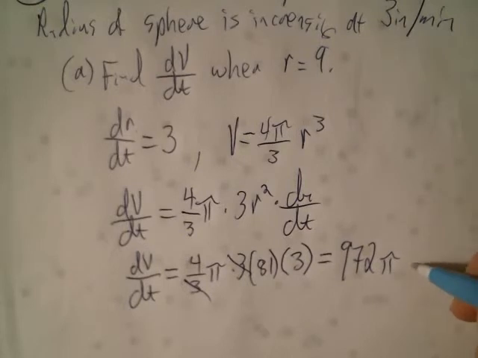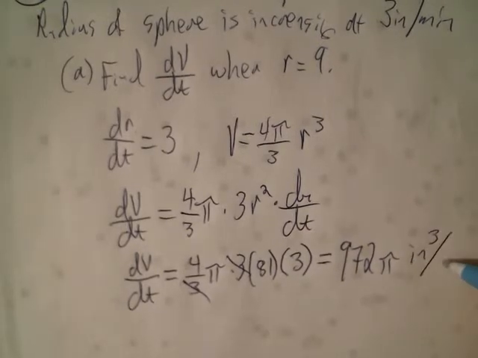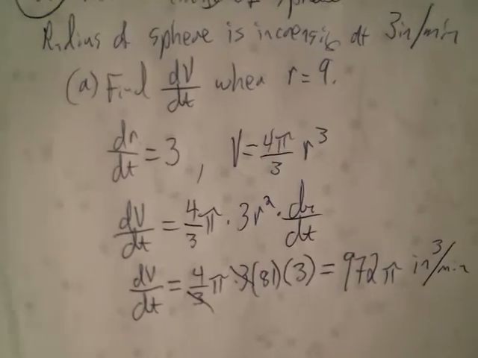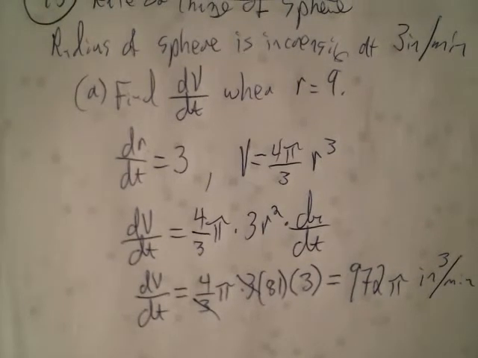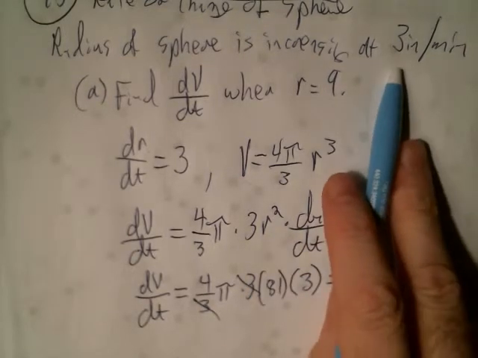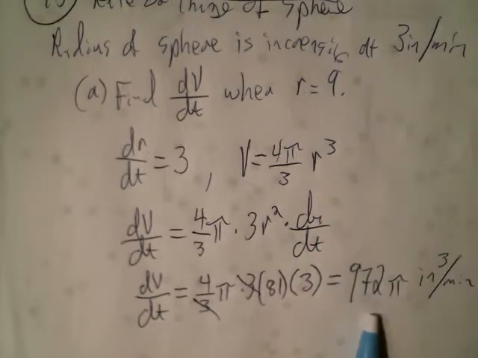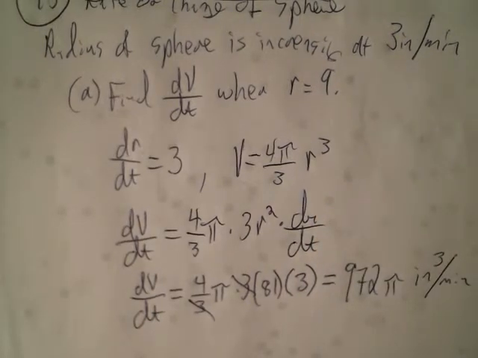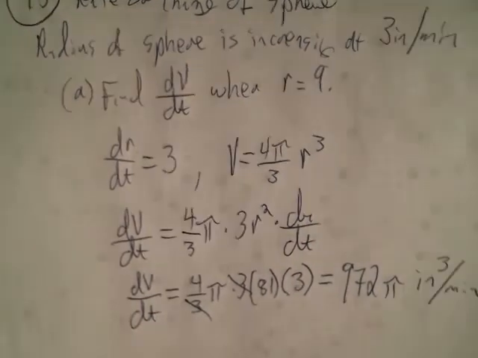Okay, and then the units were in inches cubed for volume per minute. So one thing to note is that the rate of change of the volume is increasing much more rapidly than the rate of change of the radius itself. Anyways, let's look at number 19.